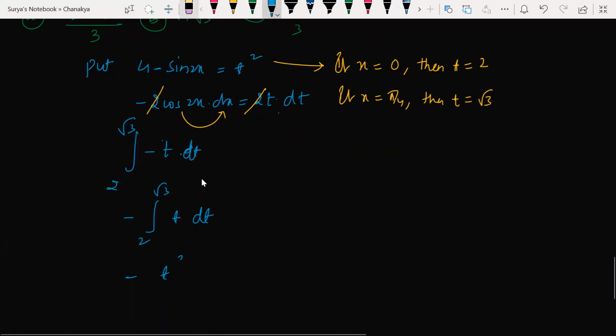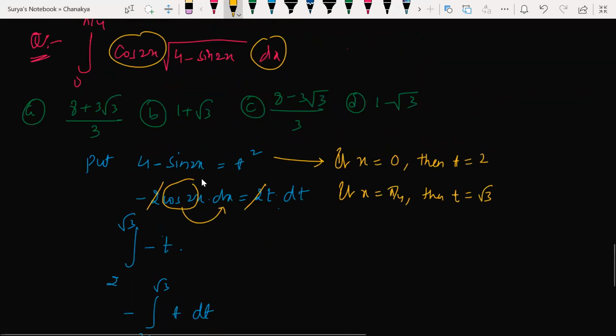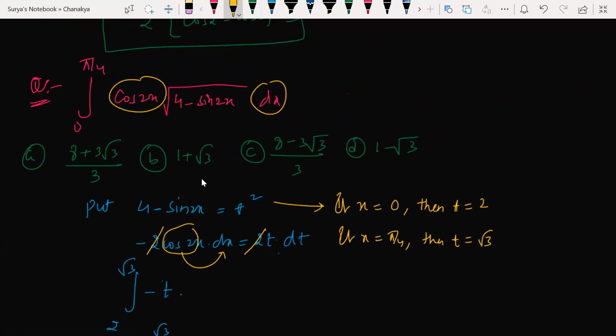So one more t you have. You are just left with that. See, cos 2x into dx is what? Cos 2x into dx is t dt. Okay, t dt, fine, good.